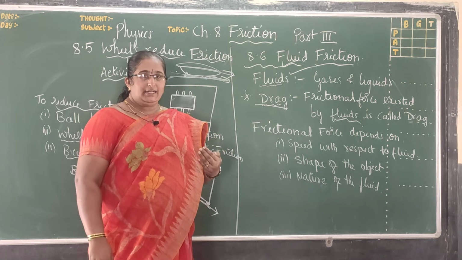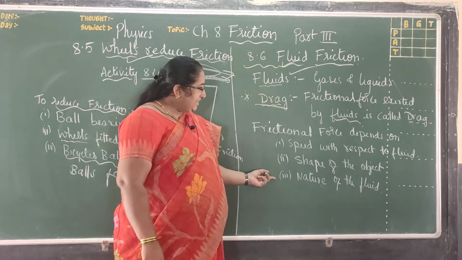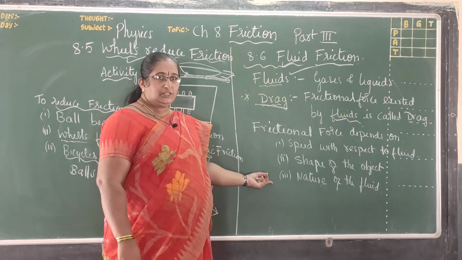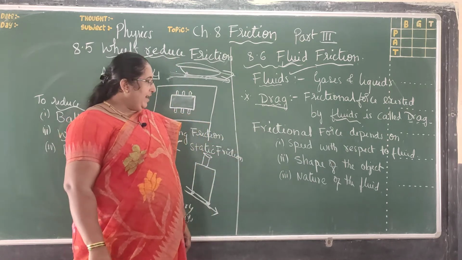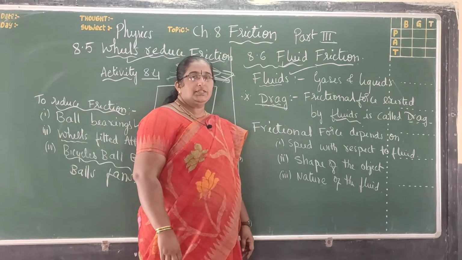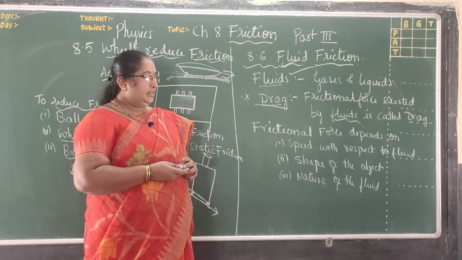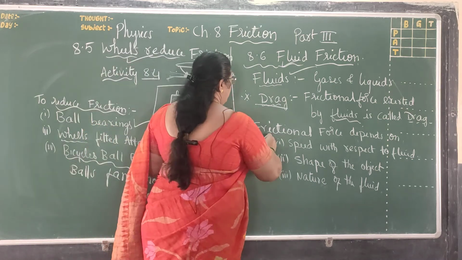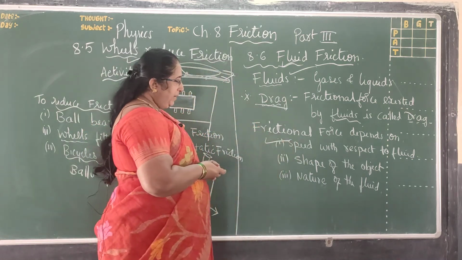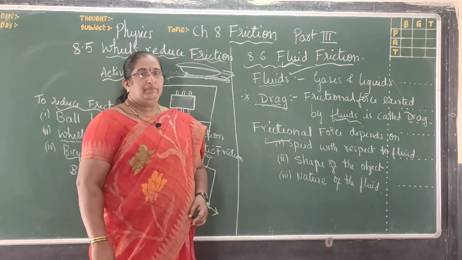To move at a greater speed, it has to adapt certain changes. That is, there are certain factors on which this frictional force depends. There are 3 factors on which the frictional force depends. So one by one let us discuss what are the factors on which frictional force depends. Frictional force depends with respect to speed, with respect to the fluid.